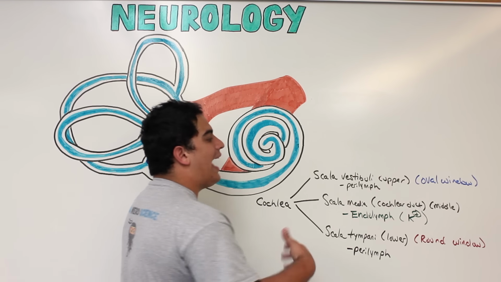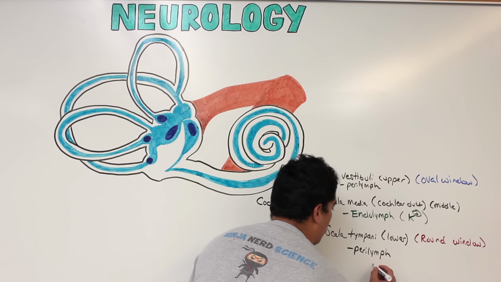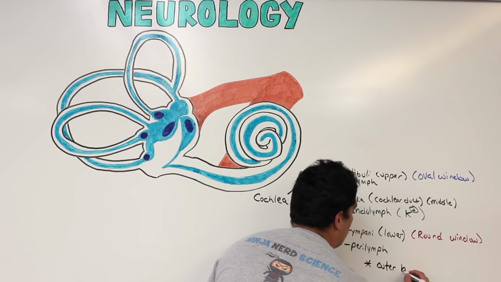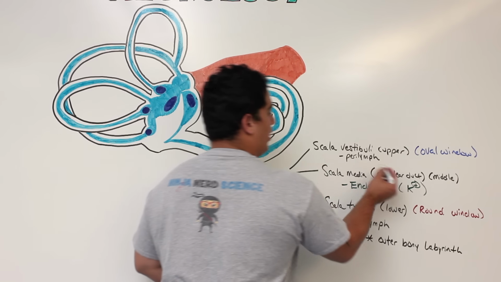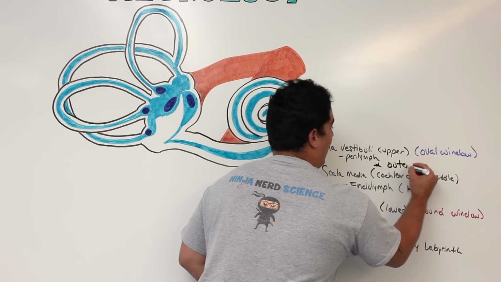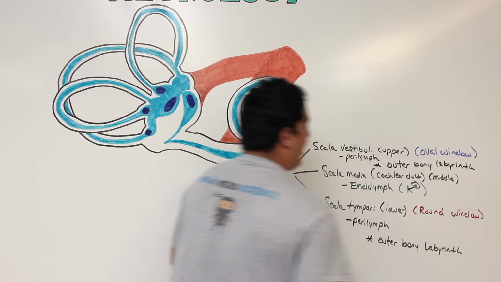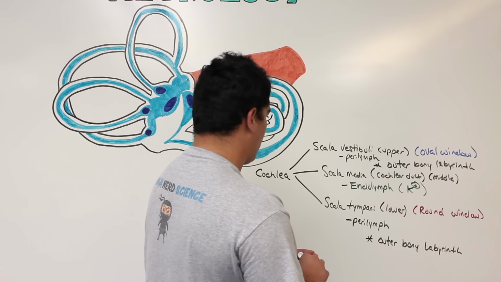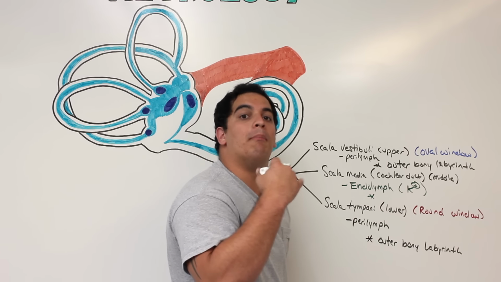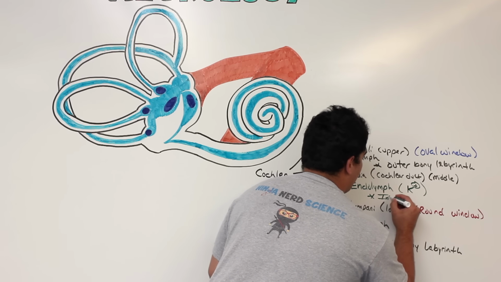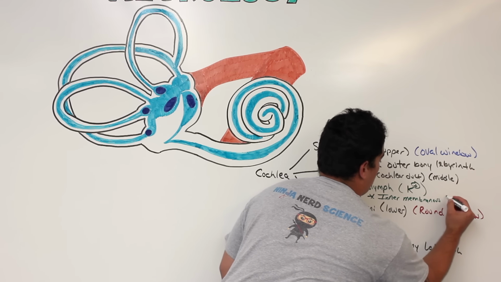Perilymph is what's called the outer bony labyrinth. Okay? So if something is made of perilymph, it's a part of what's called the outer bony labyrinth. So again, this one's made of perilymph also. This is actually called the outer bony labyrinth. And the structure that consists of endolymph is going to be called the inner membranous labyrinth.